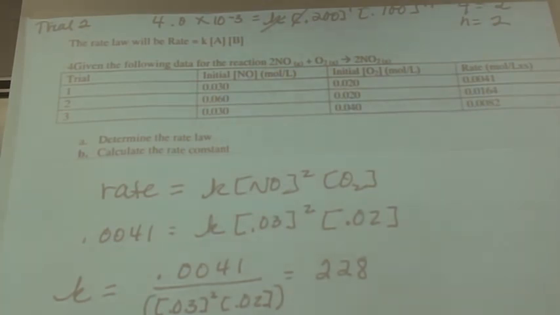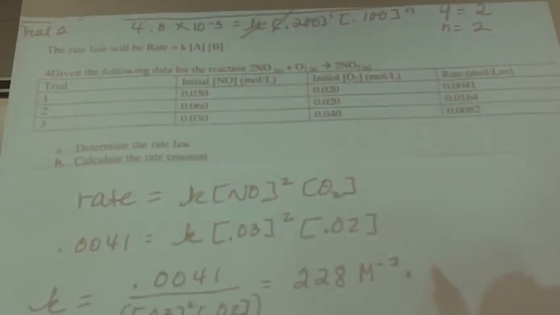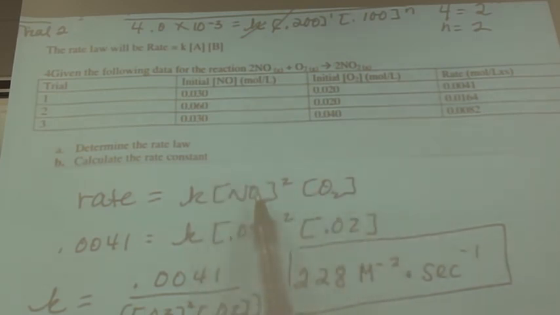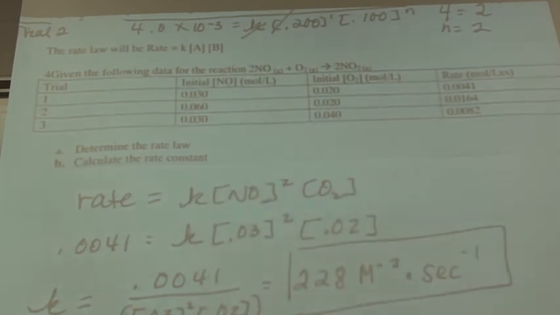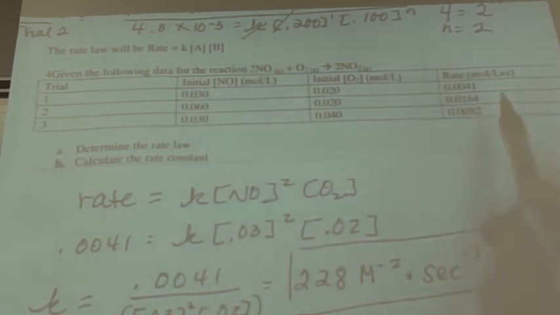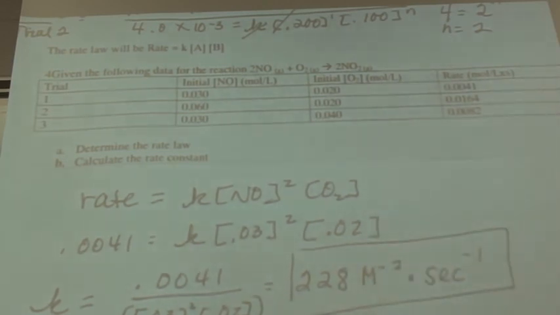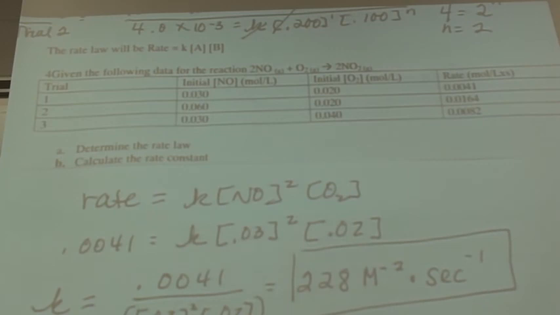All right, now the big important part here is what is the unit for K? M to the negative 2 times second to the negative 1. That is exactly right, because the overall order of this reaction is 3. To find our unit, it's 1 minus 3, so that would be M to the negative 2, times seconds to the negative 1.